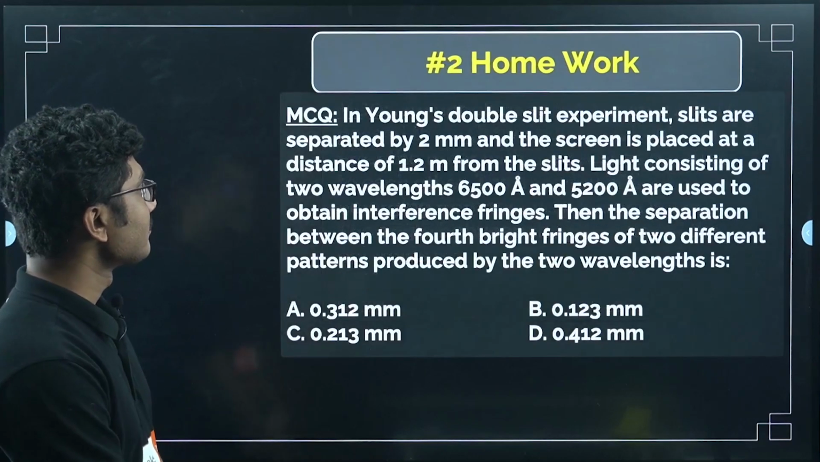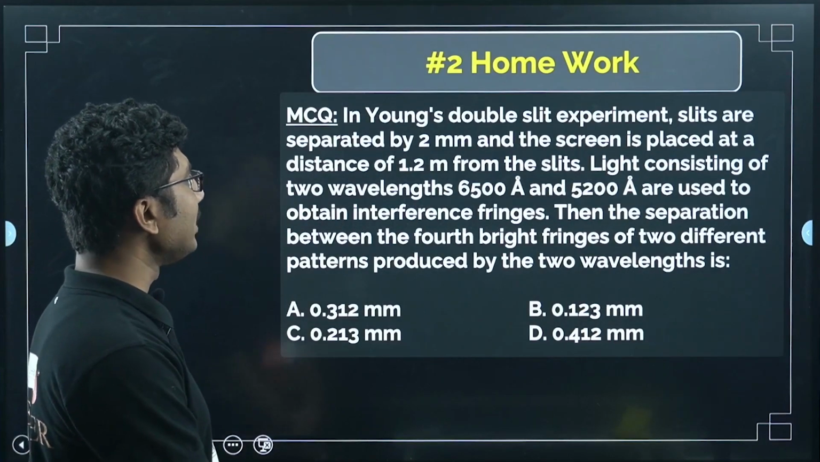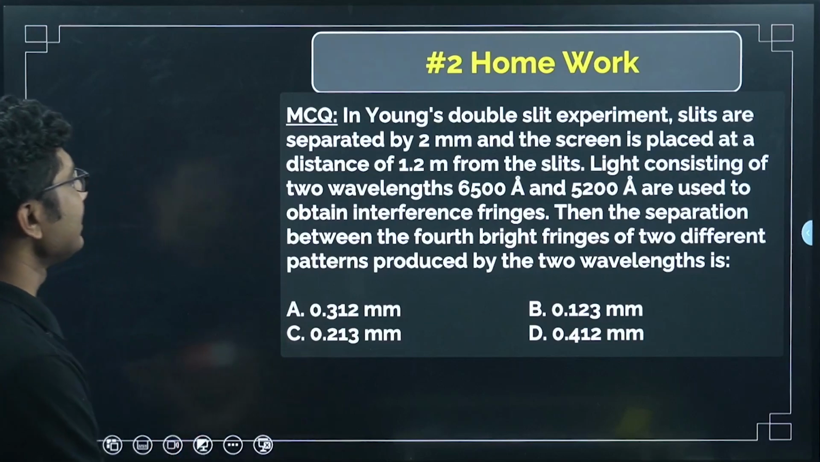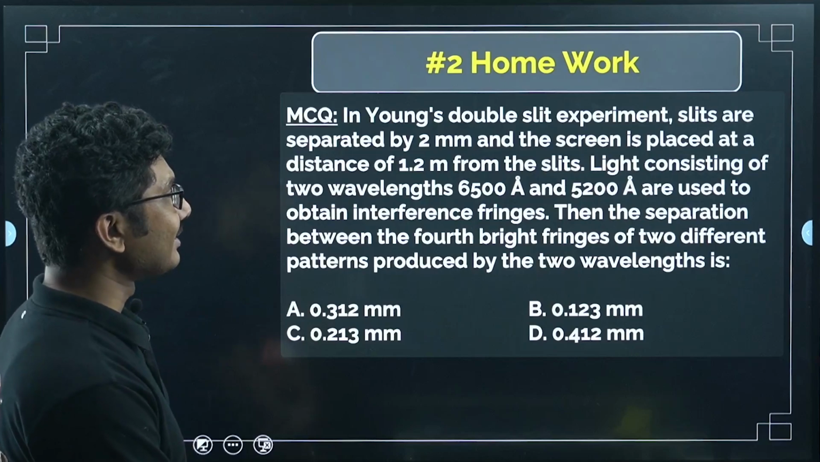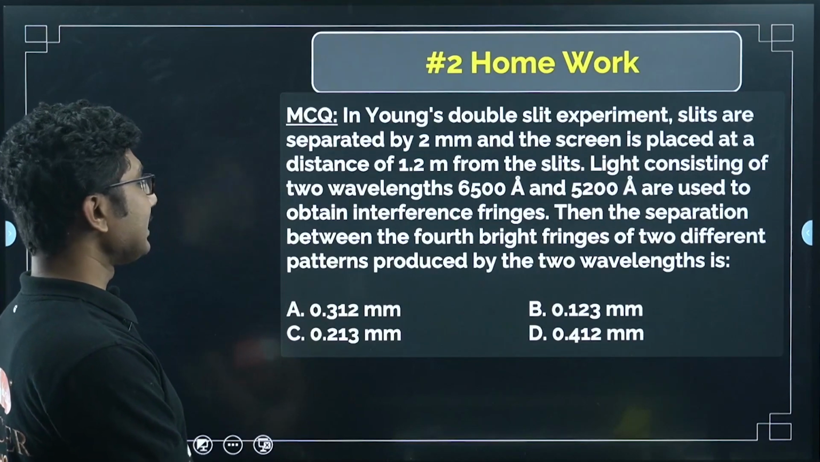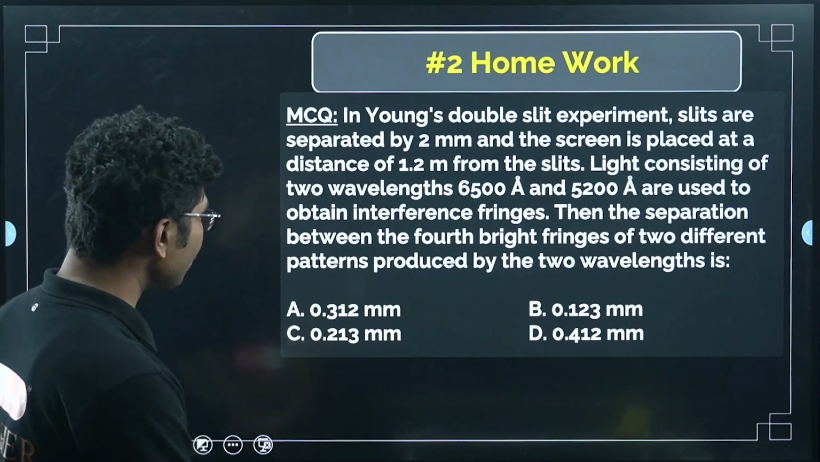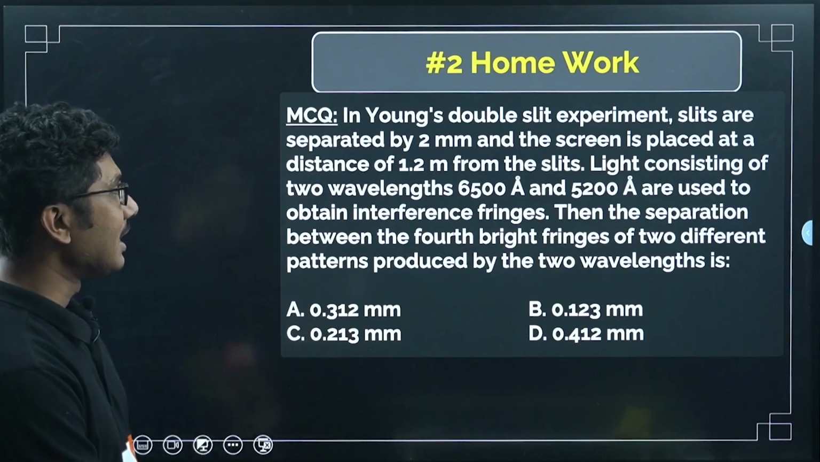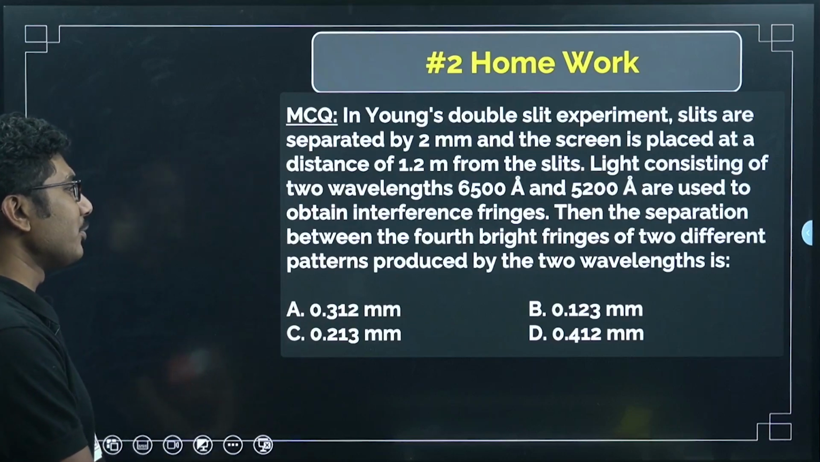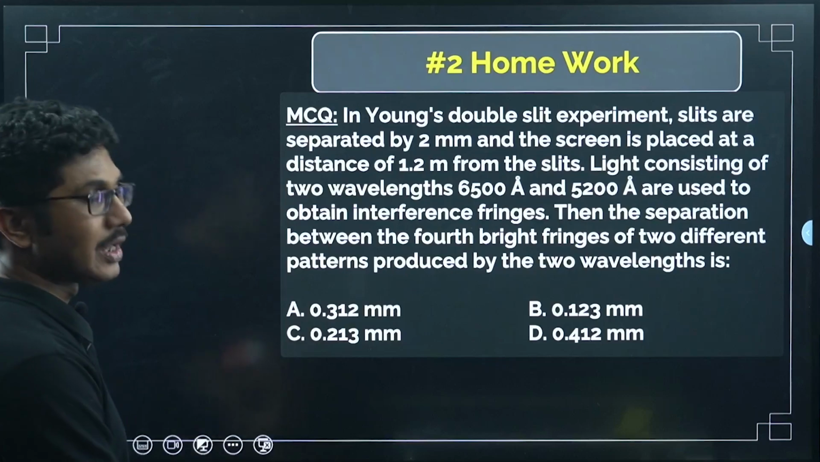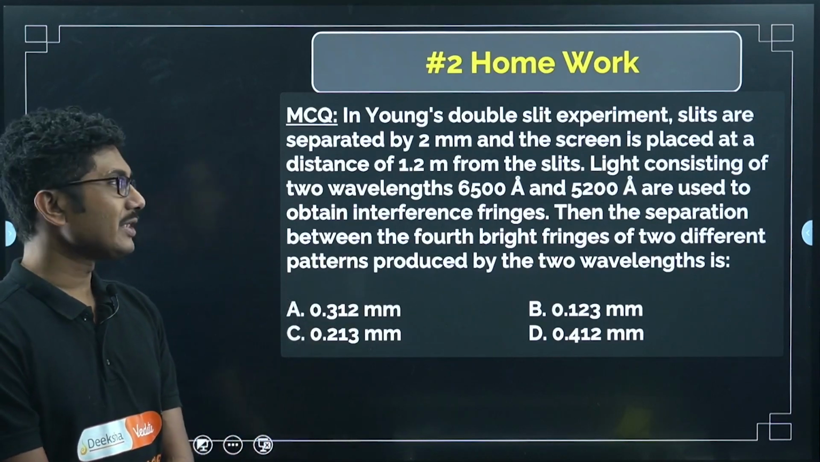Next question. In Young's double slit experiment, slits are separated by 2 mm and the screen is placed at a distance of 1.2 meters from the slits. Light consisting of two wavelengths, 6500 angstrom and 5200 angstrom, is used to obtain interference fringes. Then the separation between the fourth bright fringe of the two different patterns produced by the wavelengths is. This is also a very interesting question. So you have to solve these two questions and mention the answer in the comments below.